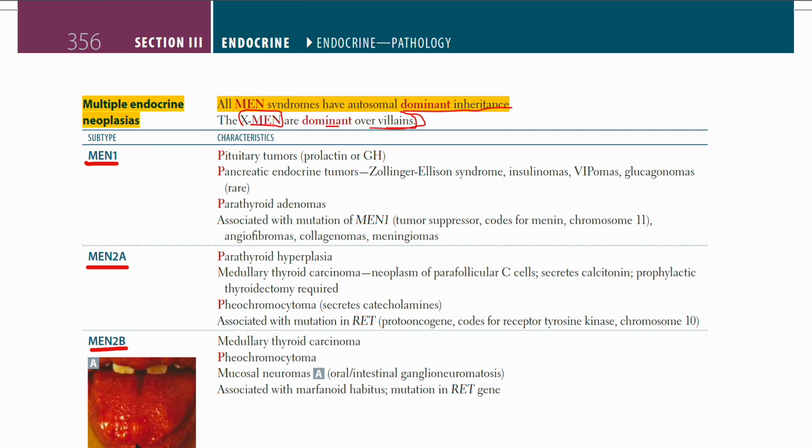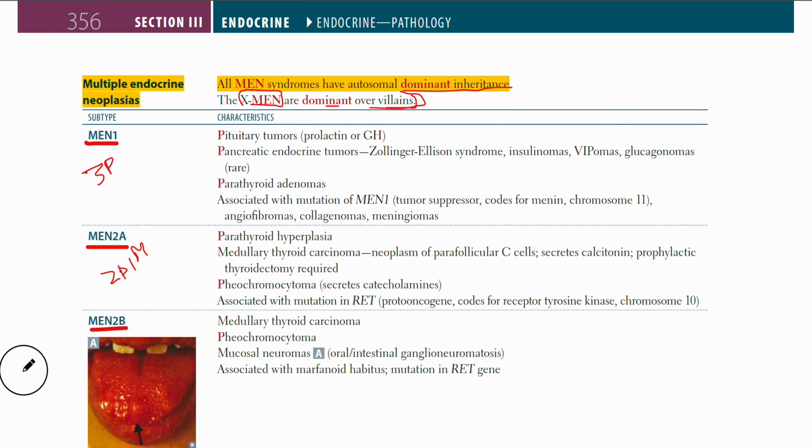There are mnemonics to remember what syndromes, what tumors or lesions, appear in each of these. In MEN1, the mnemonic is 3P. In MEN2A, the mnemonic is 2P1M, and in MEN2B, it is 2M1P. Okay, let's talk about them individually.